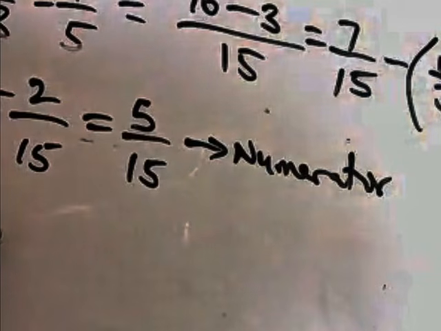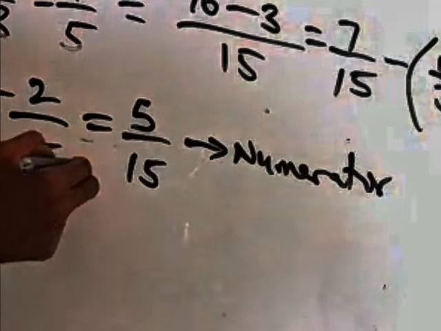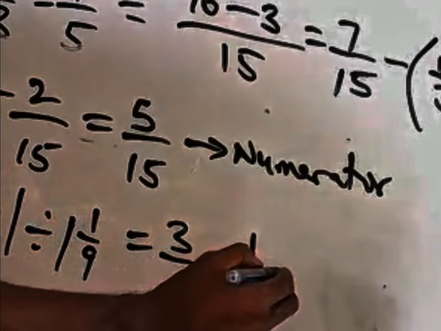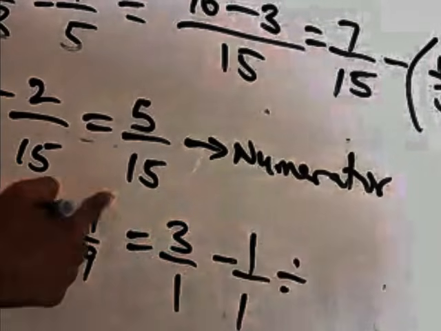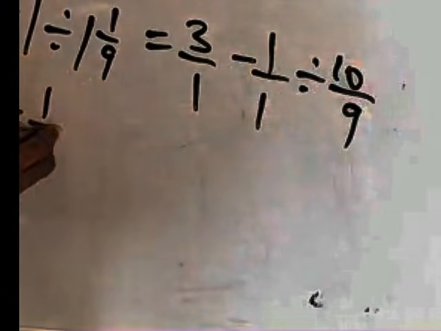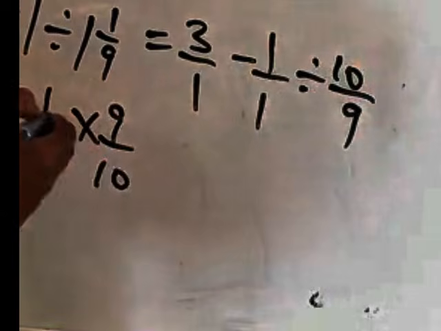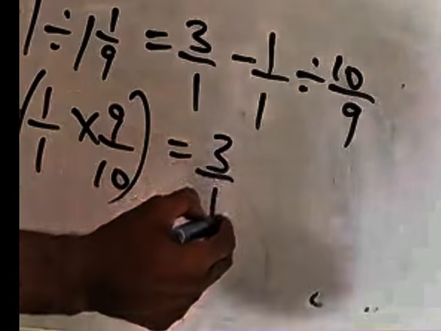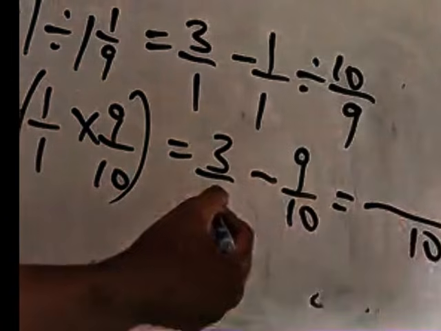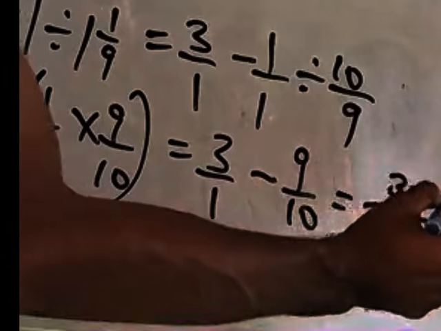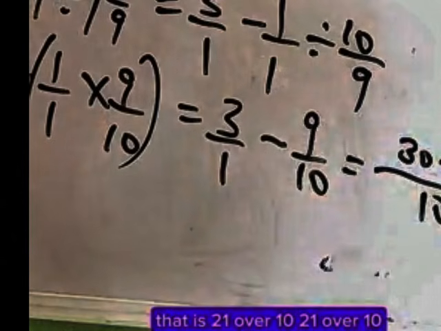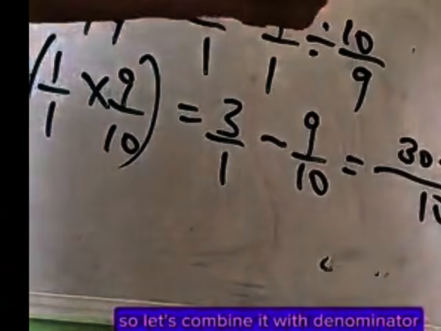This is our numerator. Now, we go to the denominator, which is what? 3 over 1 minus 1 divided by 1 and 1 over 9. That's the same thing as 3 over 1 minus 1 over 1 divided by 9 times 1 is 9 plus 1, 10 over 9. That's going to be 3 over 1 minus 1 over 1 times 9 over 10. We will solve this first. That will be 3 over 1 minus 9 over 10. So we find our LCM, 10. 10 times 3, 30, minus 1 times 9. That is 21 over 10. So let's combine it with the numerator.